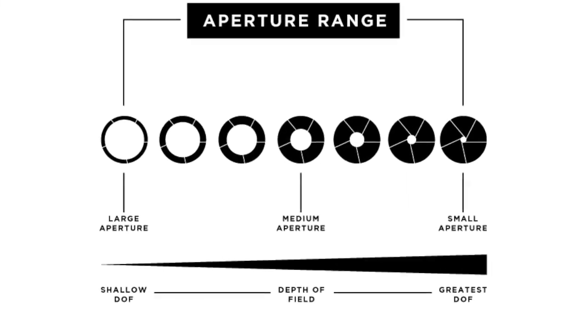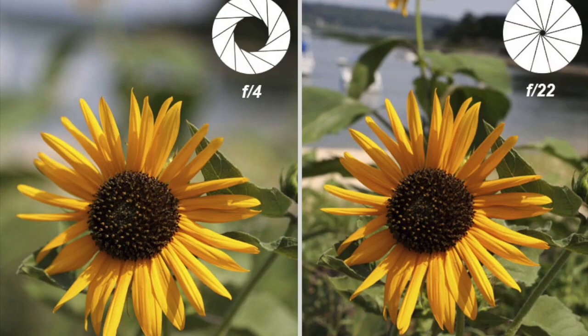Aperture also affects the depth of field. The larger the aperture opening, the shallower the depth of field. The smaller the opening, the deeper the depth of field.